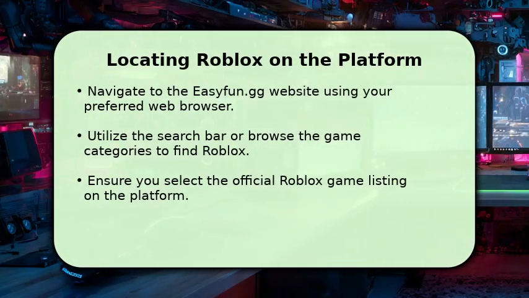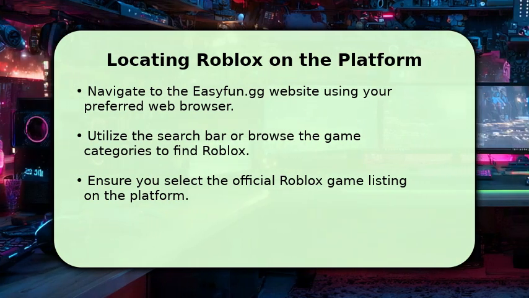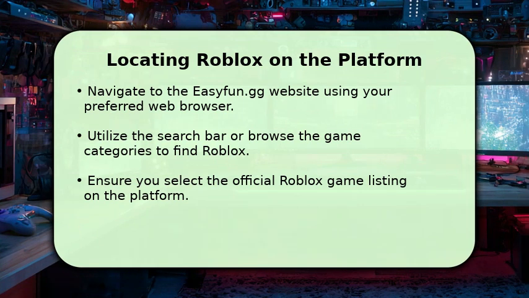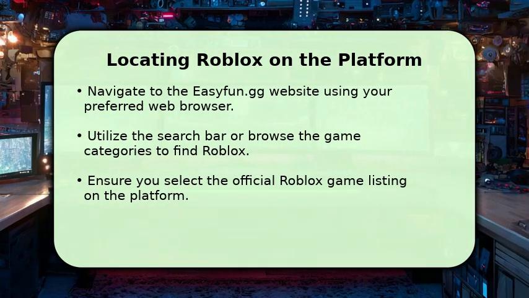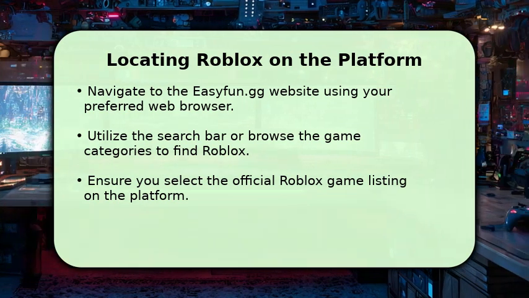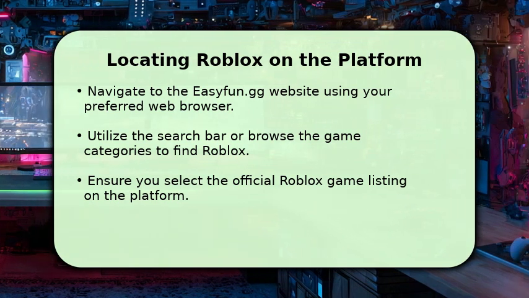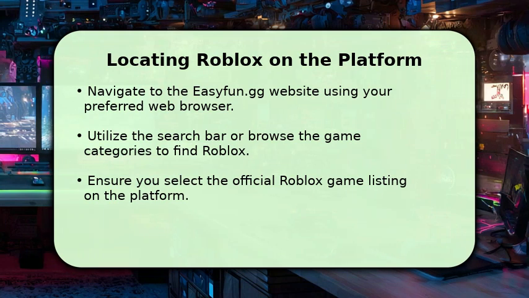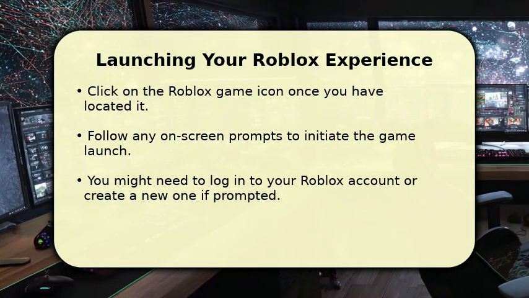First, open your web browser and head over to the Easyfun.GG website. Once there, you'll find a user-friendly interface designed for easy navigation. To locate Roblox, simply use the prominent search bar usually found at the top of the page, or explore the various game categories. Make sure you click on the correct Roblox game listing to proceed to the next step and avoid any confusion. After successfully finding Roblox, click on its game icon to begin.